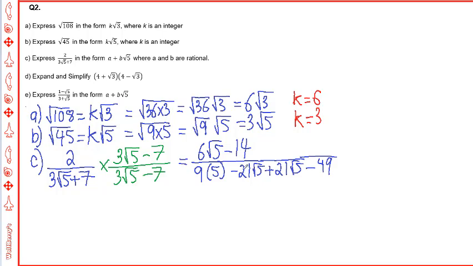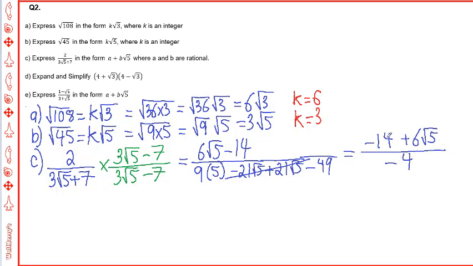Now, look what happens in the denominator. Minus 21 root 5 plus 21 root 5 will cancel. There's no more surds in the denominator. That's why we do this. That's going to be, put the number first, minus 14 plus 6 root 5, all divided by 9 times 5, we know is 45. 45 minus 49 is minus 4. That is the final fraction.